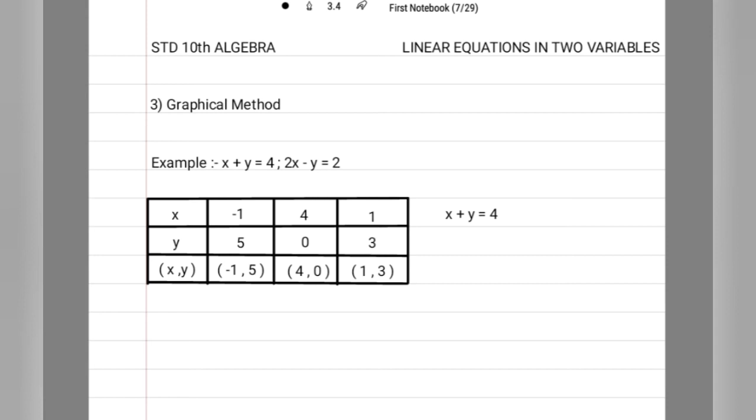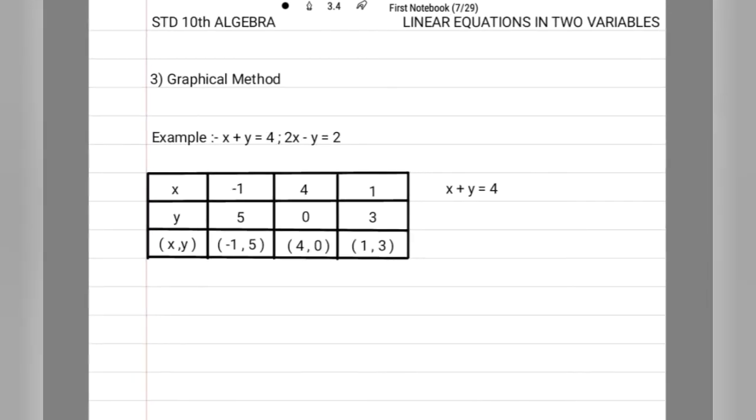Okay, so first we have two given equations here: x plus y is equal to 4 and 2x minus y is equal to 2. Now the intersection of these two lines is the solution of these two equations.